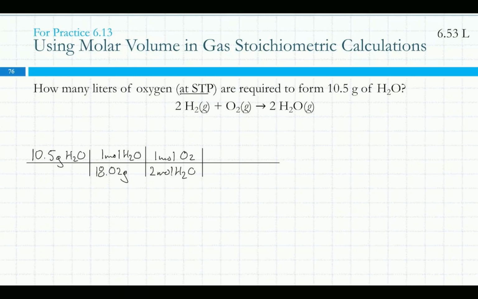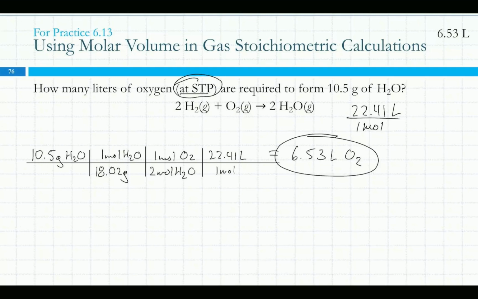Or, because it's at STP, I could multiply by 22.4 liters per 1 mole for any gas at STP. So because this is at STP, I can do 22.41 liters per 1 mole. And that'll give me the volume of oxygen. So 6.5 liters of oxygen.